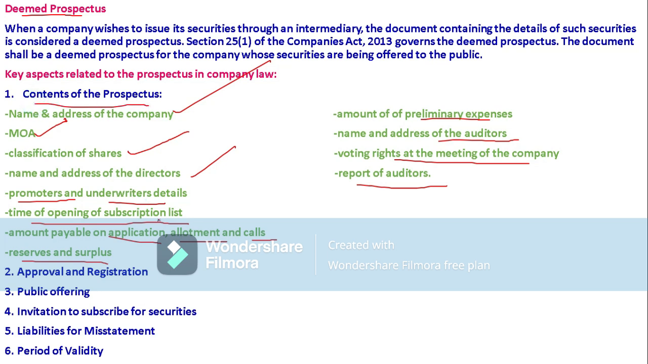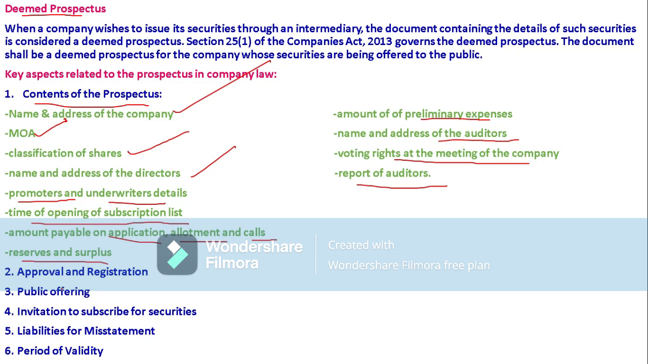The level of detail required depends upon the nature of the securities being offered and the regulatory requirements of the jurisdiction. So this is the content of the prospectus. Finally, we can say it is the company's history, objectives, financial statements, risk factors, details about the securities being offered, and information about the management team.